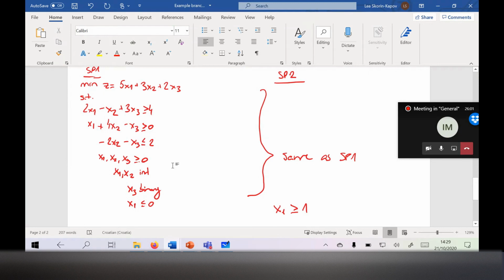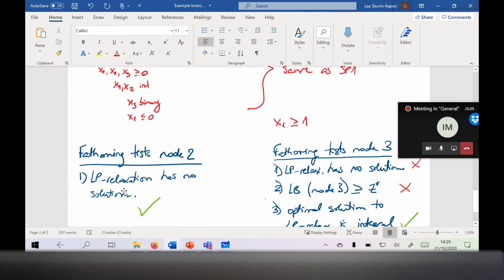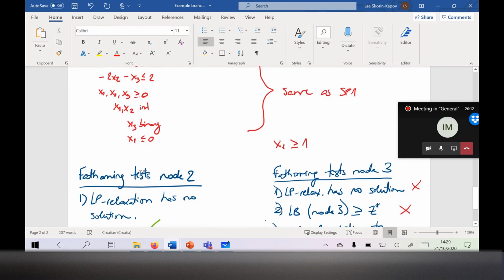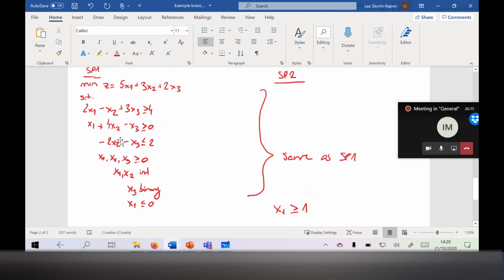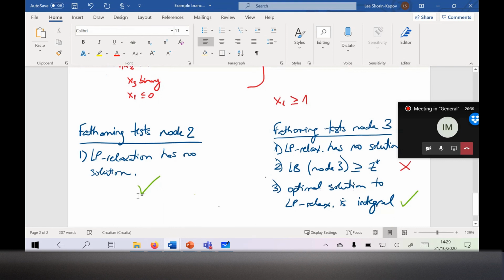Now we go through these fathoming tests. Let's look at subproblem 1. Does the LP relaxation have a solution, first of all? We solve the LP relaxation of subproblem 1, and we find that there is no feasible solution. That means that if there is no feasible solution to the LP relaxation, then there is no feasible solution to the integer problem, right? Does that make sense to everyone? Is there someone that is not clear on why that is? Okay, so as soon as we found that the LP relaxation has no solution, we have conquered this node. We don't need to go any further.